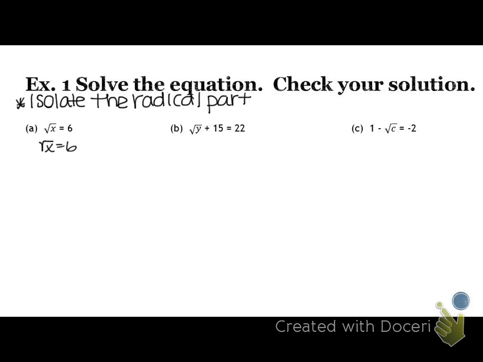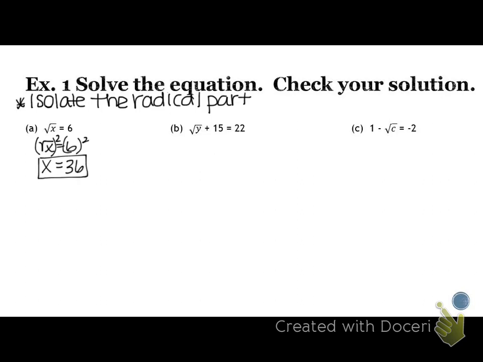So that is all we have to do. We are going to square both sides of the problem. So, what is the square root of x squared? No, it's not. Think about it for just a second. Remember, we learned this shortcut. The square root of x squared is the square root of x times the square root of x. When you multiply a radical times itself, what do you always get? The thing under the radical. So every time we square a square root, we are left with what is under the radical. So this is x equals, what is 6 squared? 36.